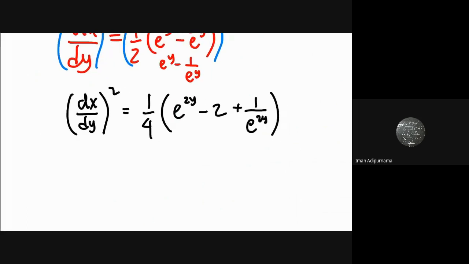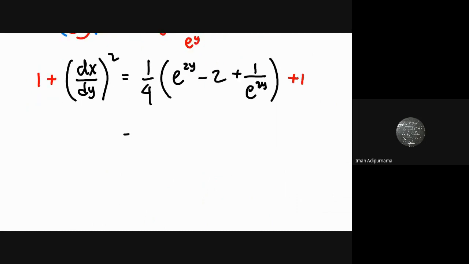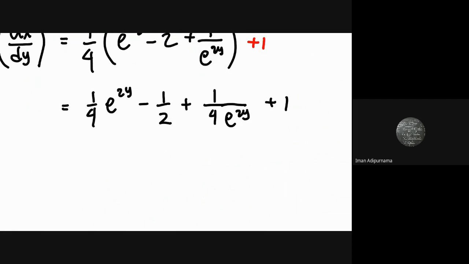Seems a little bit complex, but let's just keep it this way. And let's say plus 1, because in arc length we need to add 1, right? So let's just calculate all things here. This will be 1 over 4 e with power of 2y, negative half, plus 1 over 4 e 2y, like that, and then plus 1. 1 minus half is half, so we can write 1 over 4 plus half plus 1 over 4.